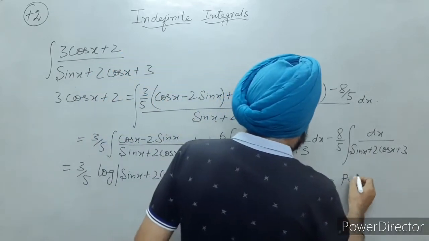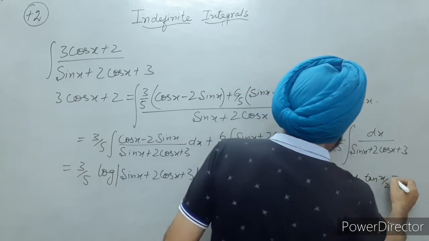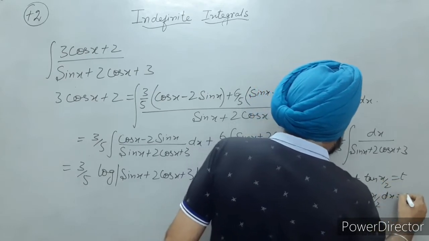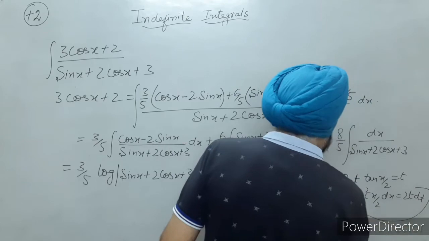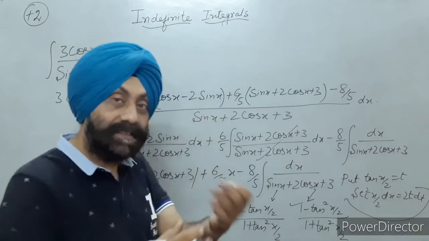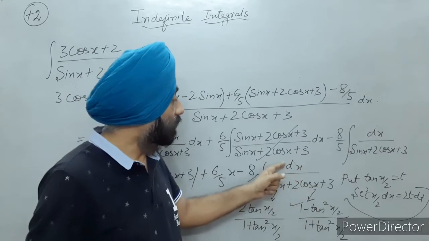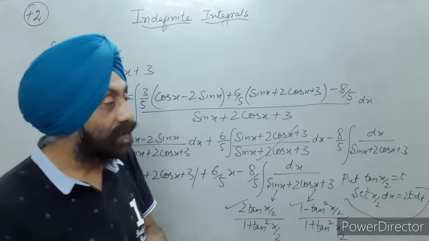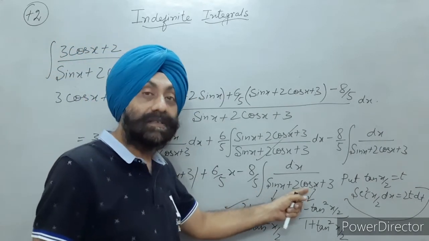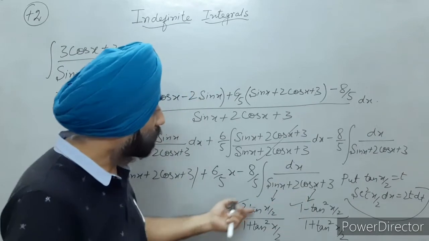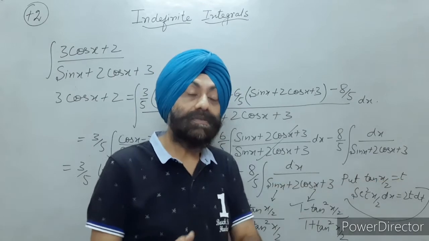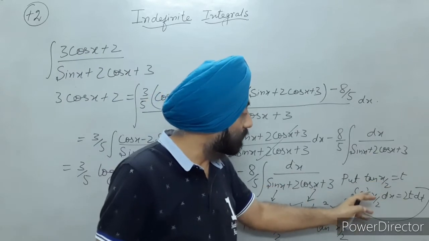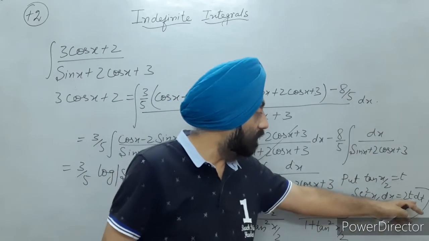We will put tan x by 2 equals t, so that secant square x by 2 into half dx equals dt. That becomes 2t dt. Just substitute these values and solve as discussed earlier for this type, dx upon a sin x plus b cos x plus c, or plus k, whatever it is. We substitute the values of sin x and cos x in terms of tan x by 2, and then substitute tan x by 2 equals t. So secant square x by 2 dx equals 2 dt, or whatever the derivative of tan x by 2 is, secant square x by 2 into half. The 2 comes here, it's 2t dt.